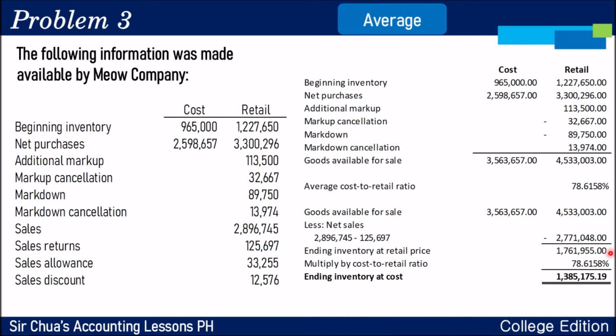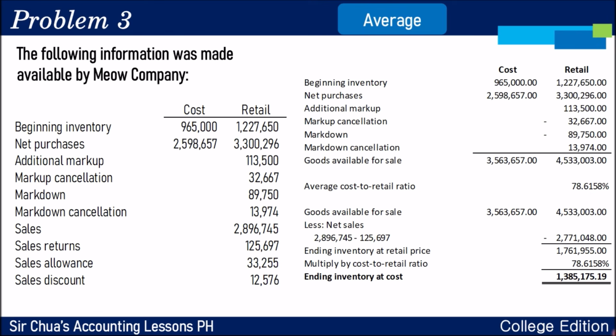And same process, you multiply it po sa ating cost to retail ratio. And your ending inventory at cost is 1,385,175.19 under the average method. So if you will be looking and comparing to average method versus the conservative method, pag conservative method, markup lang ang in-apply bago kunin ang cost to retail ratio, bago dumiretso ng markdown. Pero, pag average method, lahat kino-consider markup and markdown bago kumuha ng cost to retail ratio.